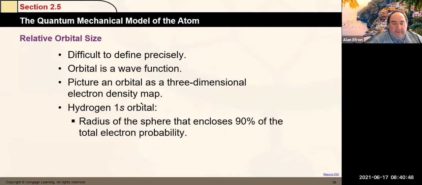Now, it's difficult to define precisely the orbital size. The orbital, again, is this wave function, which is sort of like a probability of finding things. We do picture an orbital as a three-dimensional electron density map, as we just saw there. And again, our hydrogen 1s orbital, the radius of it includes about 90% of the total electron probability.